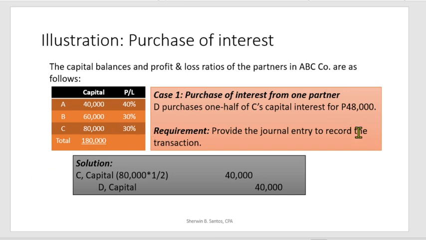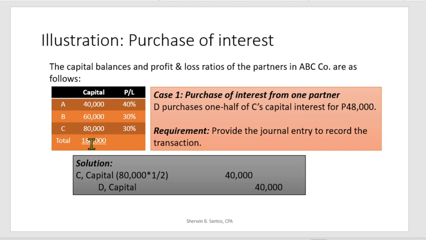Okay, the capital balances and profit and loss ratios of the partners in ABC company are as follows. So binigyan tayo, A capital is 40,000, B 60,000, C 80,000. The profit and loss sharing agreements are 40, 30, and 30 for A, B, and C respectively. The total net assets or the capital is 180,000. So case 1, purchase of interest from one partner. So D purchases one half of C's capital interest for 48,000. So bumili siya, si D bumili ng kalahati daw ng capital interest ni C.